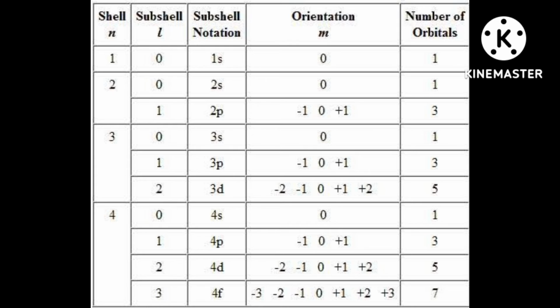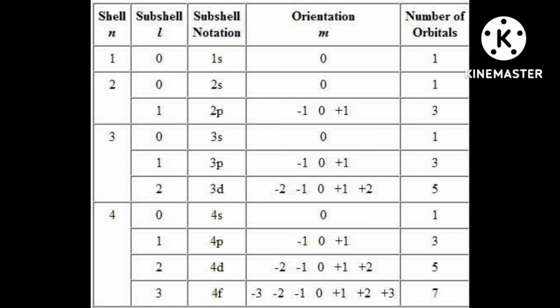These 3 values, minus 1, 0, plus 1, are talking about the 3 P's. P has 3 types: Px, Py, Pz. There are 3 P orbitals in 3 directions, the x direction, y direction and z direction. That is why minus 1, 0, plus 1 tells about the Px, Py, Pz orbitals.